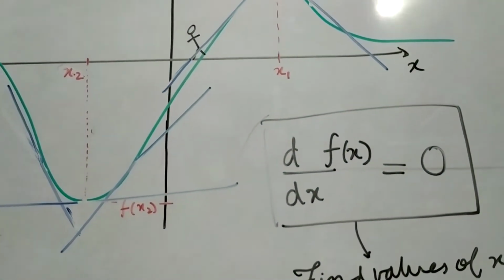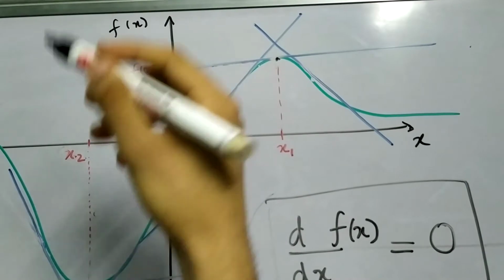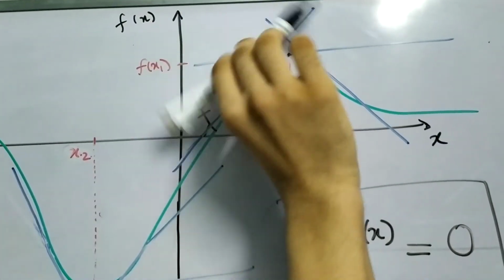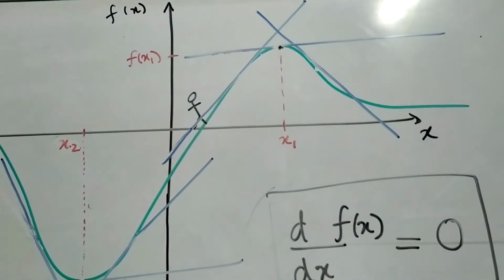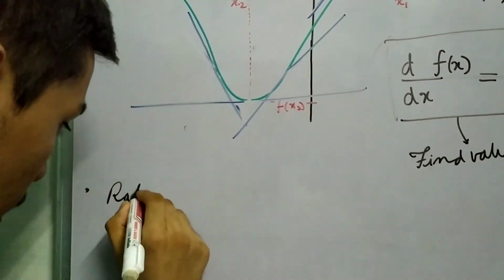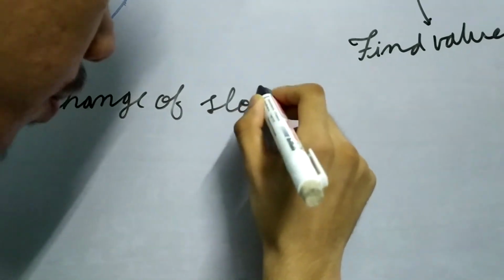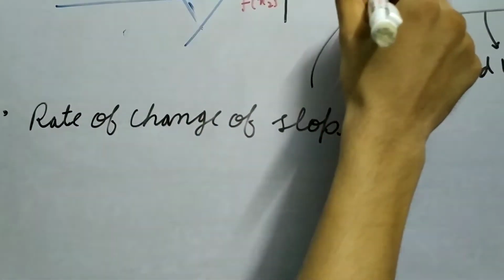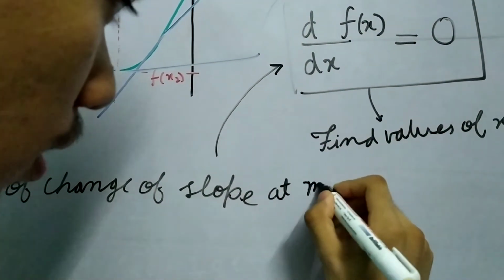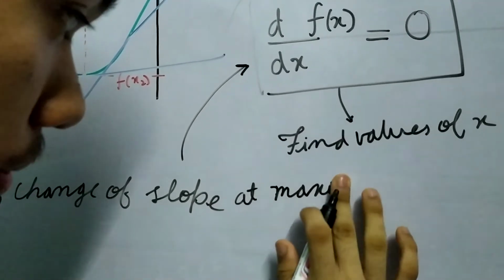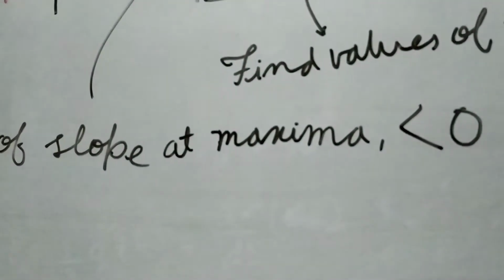Now this means your rate of change of slope, not rate of change of your function, rate of change of the slope itself at this point is negative. We write this down. So rate of change of slope, slope is this df by dx, at your maxima is lesser than 0, which means it's negative.